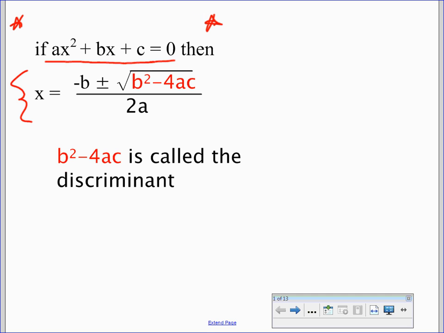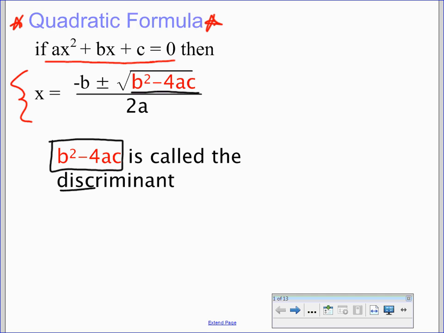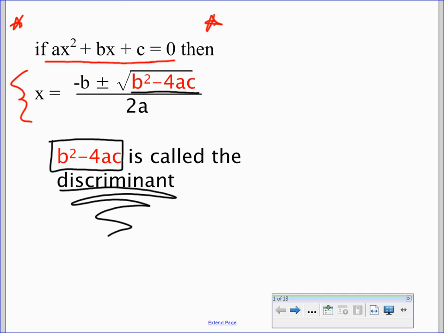We just figure out what A is, what B is, and what C is, plug them into the formula, and we will get the answer. The part under the radical here, the b squared minus 4ac, is referred to as the discriminant. We'll talk about what relationship the discriminant has to the quadratic formula.